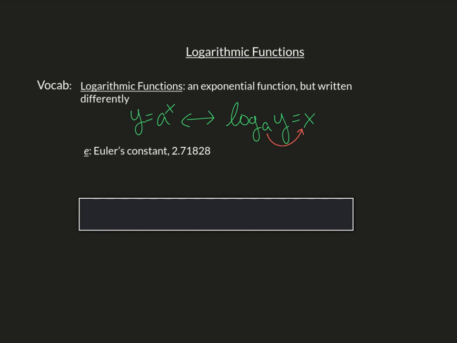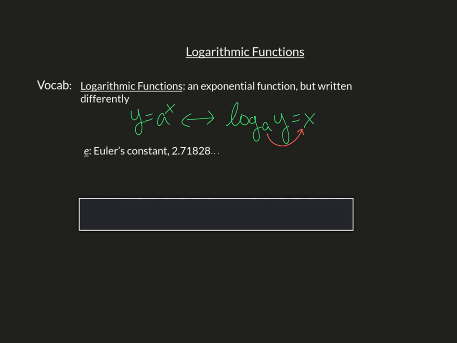The next vocabulary word is not really a word, it's a letter. It is e, and that is called Euler's constant. It is 2.71828, and then it actually keeps going on forever and ever. It's kind of like how pi is a constant, but we use a letter to represent it, like the Greek letter pi.